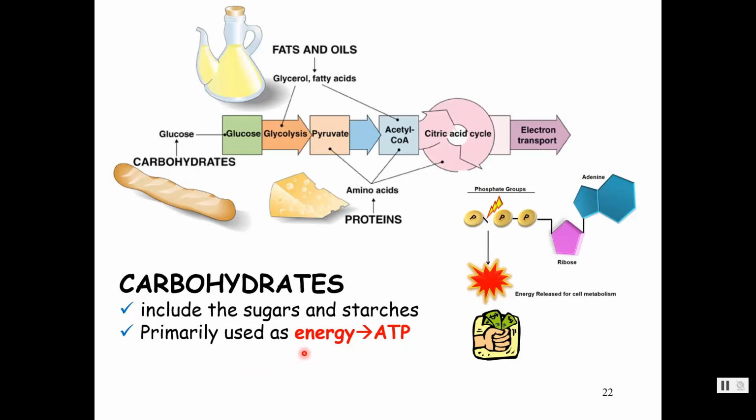Carbohydrates are catabolized to make ATP, adenosine triphosphate, and we know that these phosphates link together. This is a high energy bond, and that energy can be used just like money to fuel building projects or work for a cell.